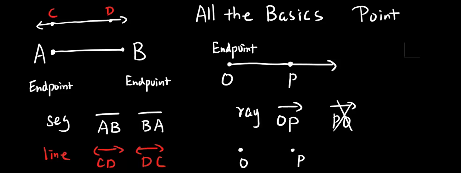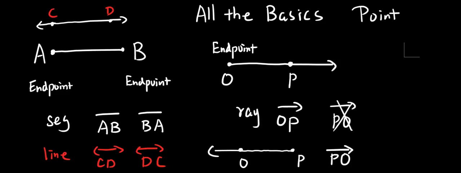This is P, this is O, and I go this way. Now, this is called ray PO, okay? All right, remember, the first letter has to be the end point for when we name the ray.